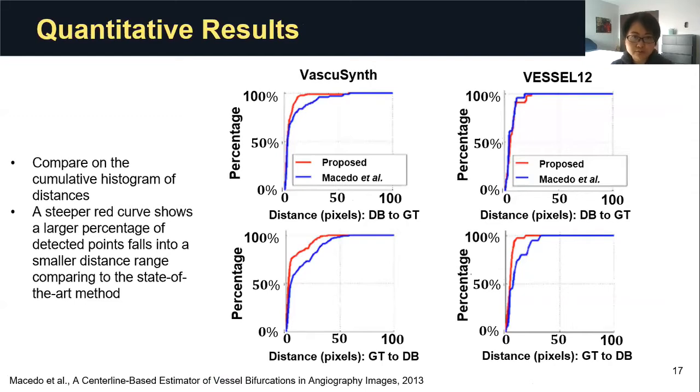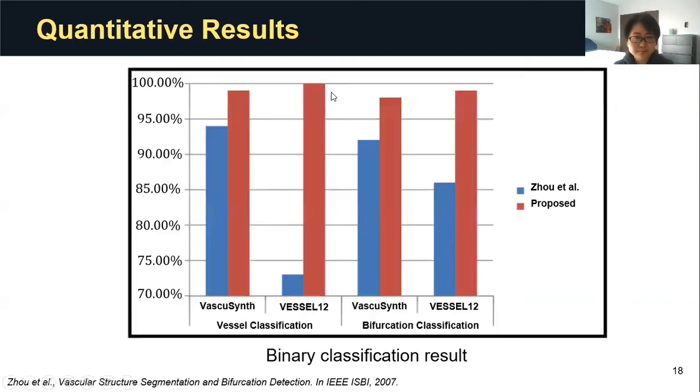And here's a quantitative result comparing with a state-of-the-art tracking pipeline. The red curve here shows the proposed method. The blue curves here show the competing method, and we're comparing the distance from the detected bifurcations to the ground truth and vice versa. And we can see a sharper curve shows a better performance of the proposed method.